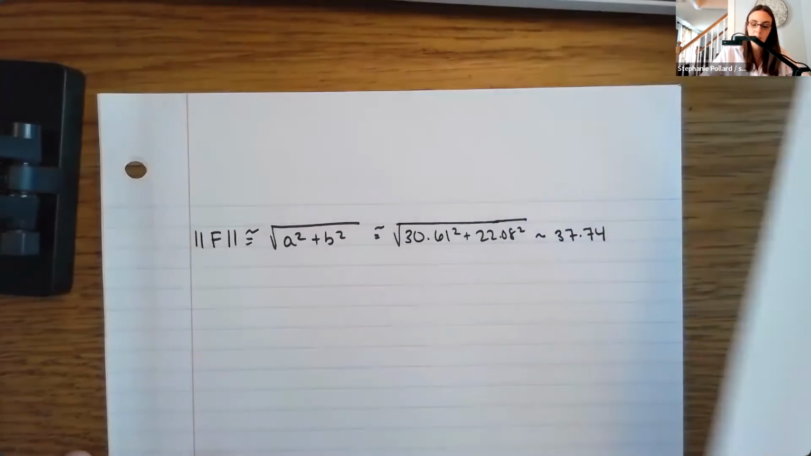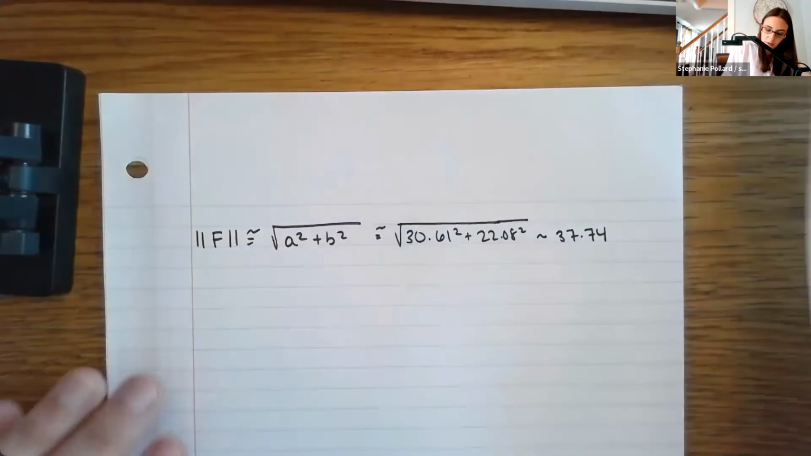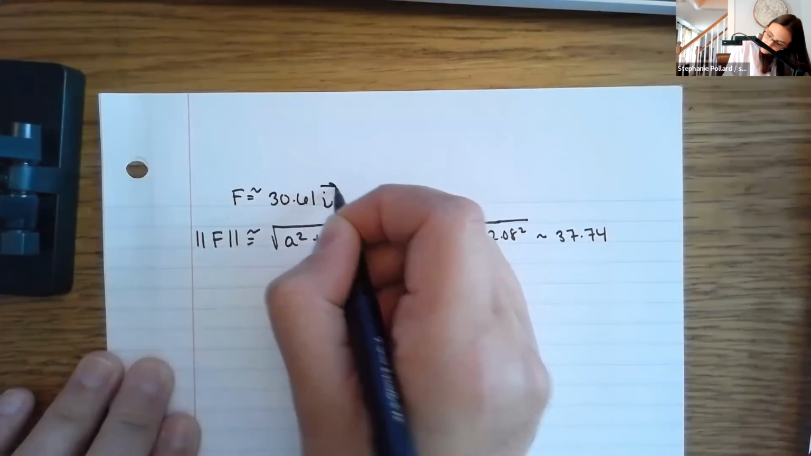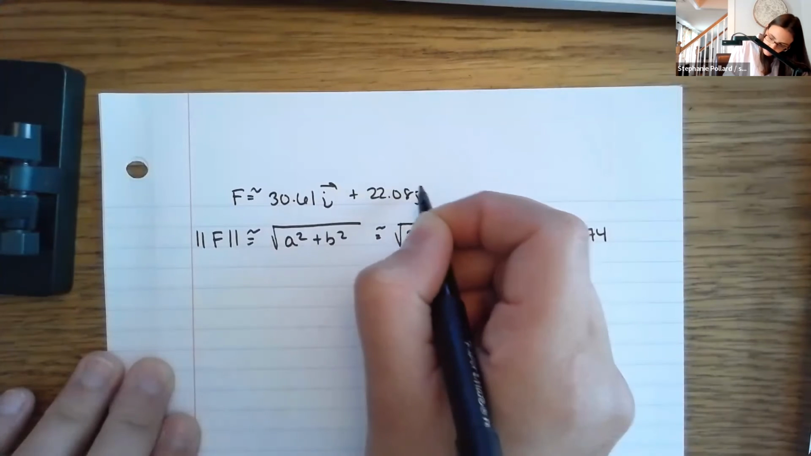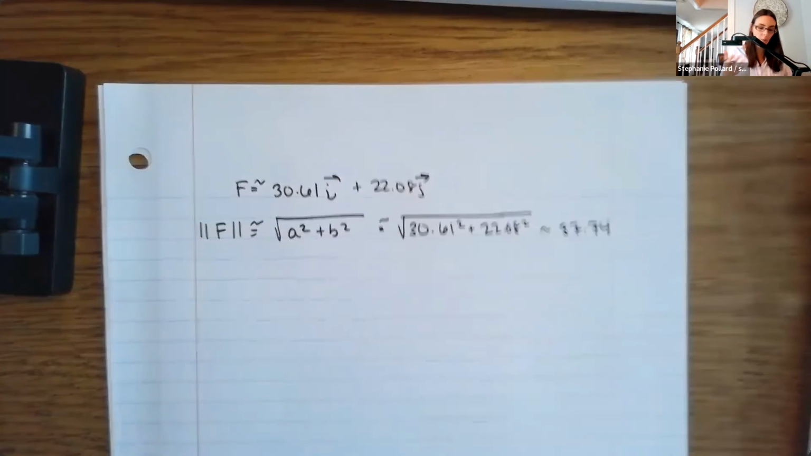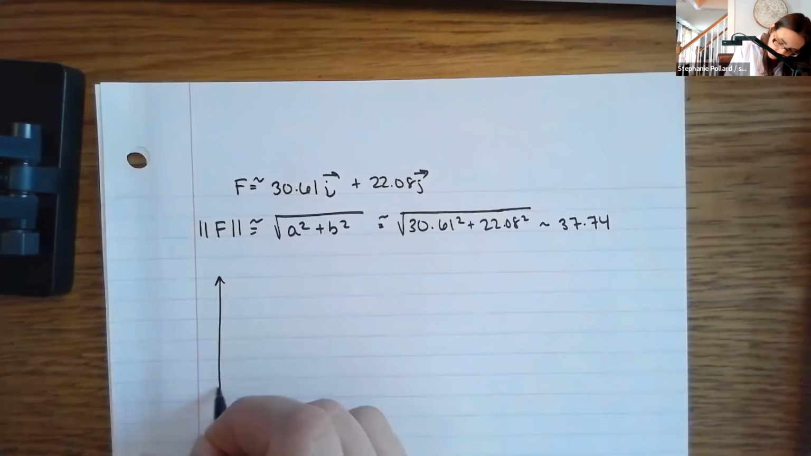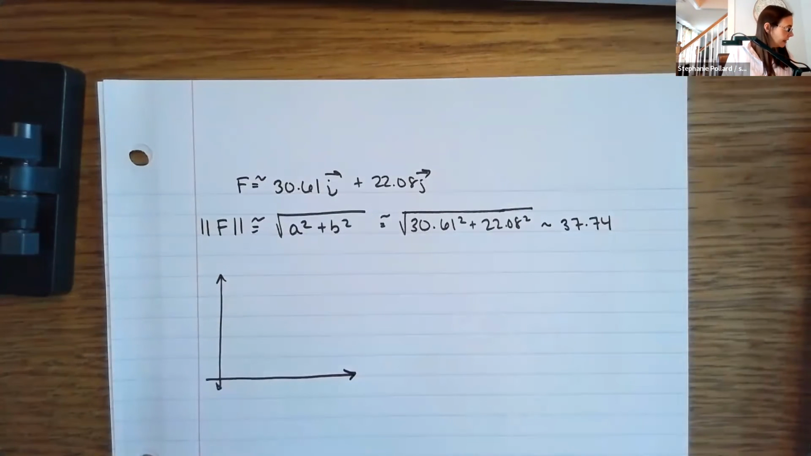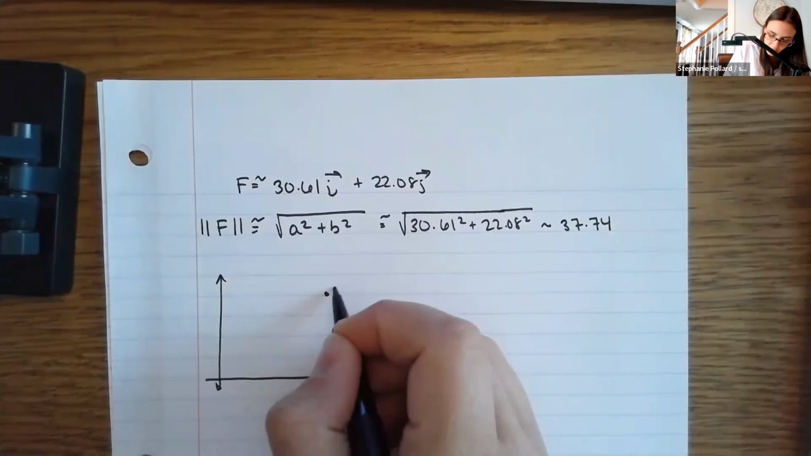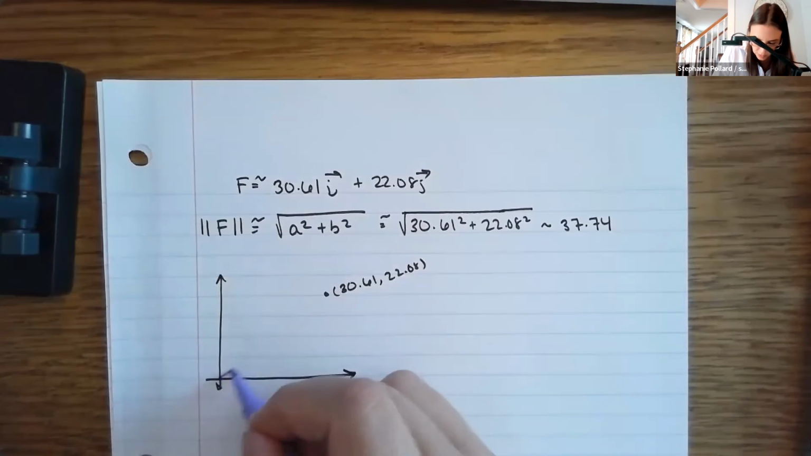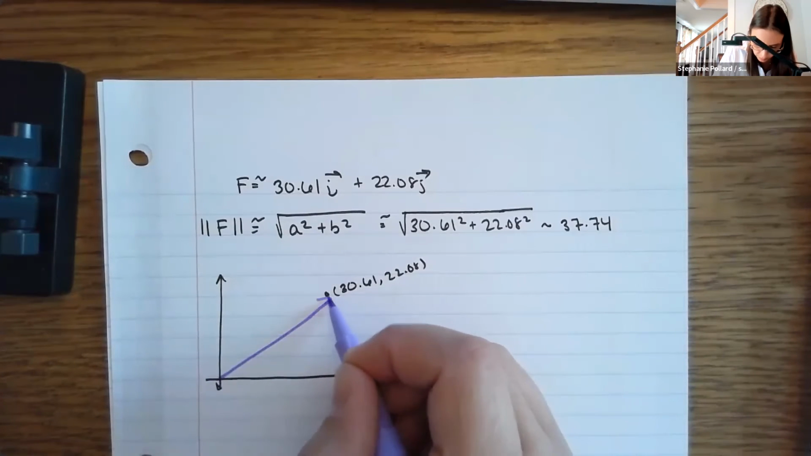So I was just using the a and the b. Actually, why don't I rewrite that so it's easier to see? All right, so that was the magnitude that we were looking for. And we also want to find the direction as well, which means we need to find the angle here. So what I'm going to do is actually draw a picture first. Remember that this vector here is based off the origin. So we're starting at the origin in this form, and we're going up to the point 30.61, 22.08. So this is not to scale, but it just helps to get a visual of what we have.